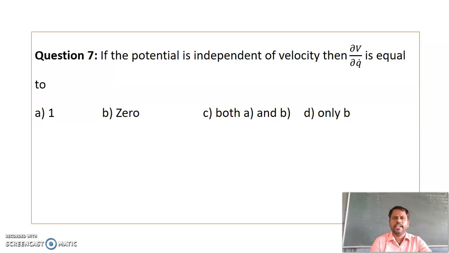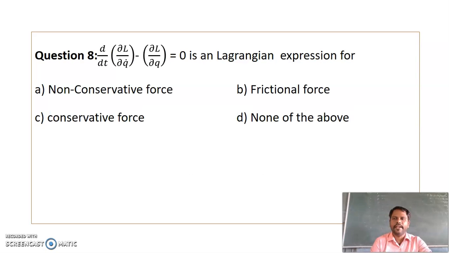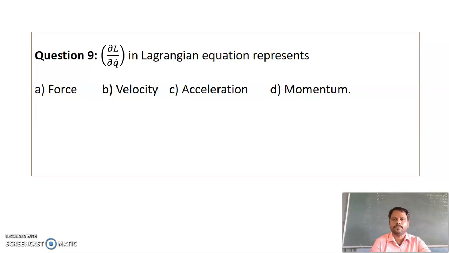Question number 7. If the potential is independent of the velocity, then the differentiation of potential with respect to velocity is 0. So option is D. Question number 8. d by dt of dou L by dou Q dot minus dou L by dou Q is equal to 0 is a Lagrangian expression for. This is expression for only conservative forces. So its option is C.